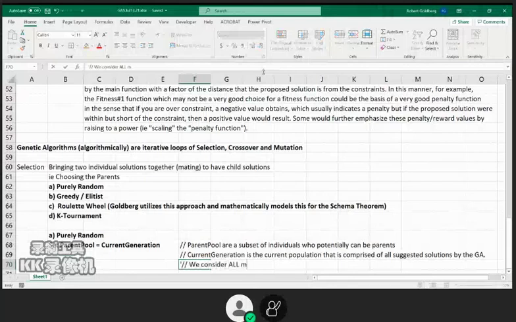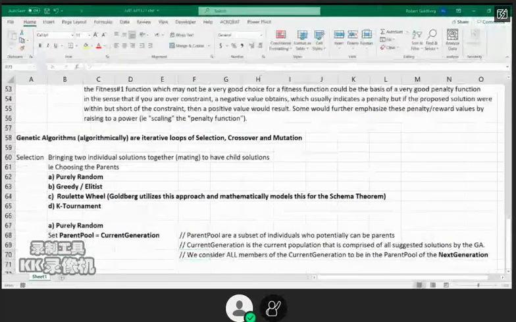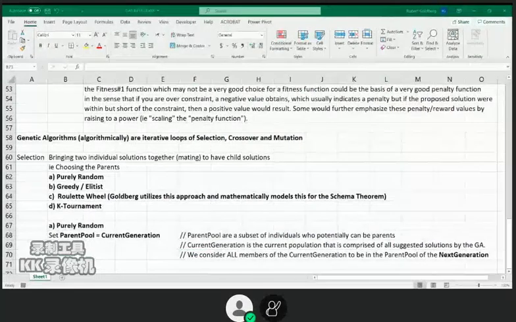One last comment: we consider all members of the current generation to be in the parent pool of the next generation. Okay, we're trying to create the next generation. So that's our comments. Good. Everybody's eligible. So that's very important. In the others, it's not necessarily the case. But in this one, everybody is potentially a parent.